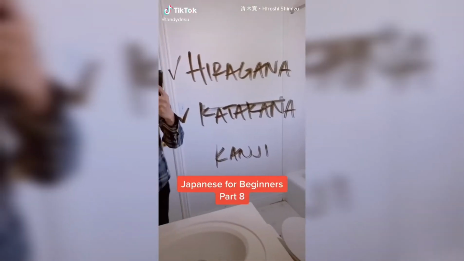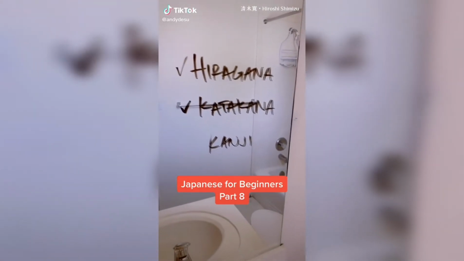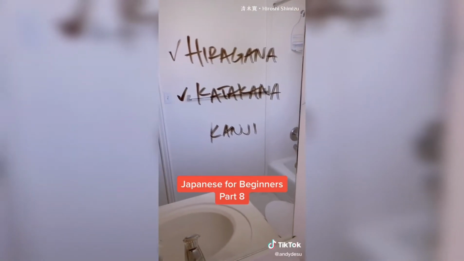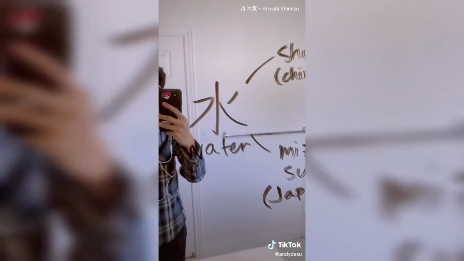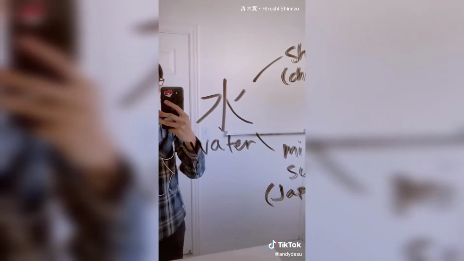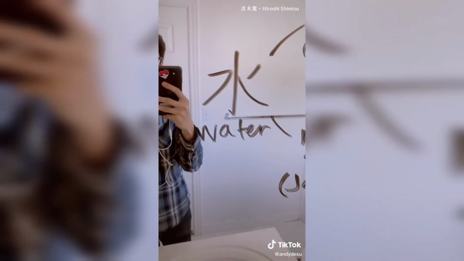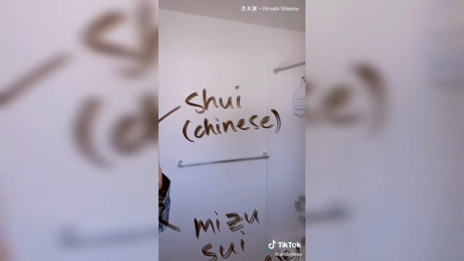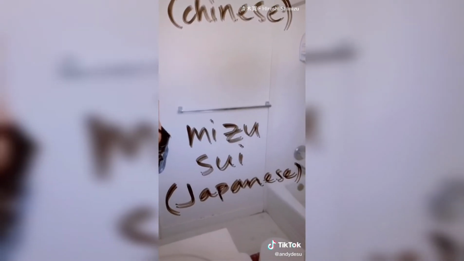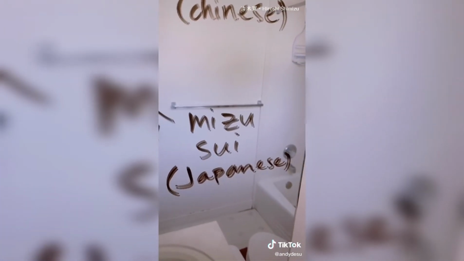In the last several lessons, we went over the hiragana and katakana alphabets. In this video, we'll be going over kanji. Kanji are basically Chinese characters that were adopted into the Japanese language. For example, this character, which means water, in Chinese would be pronounced shui, while in Japanese it would be pronounced either mizu or sui.